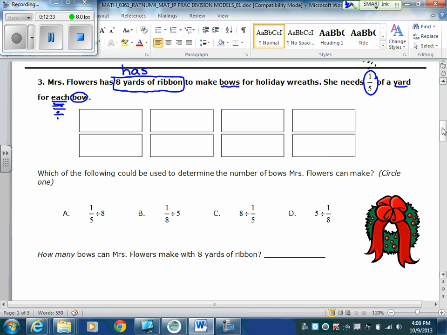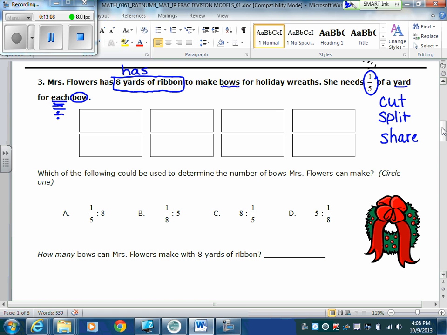Remember, "each" is a keyword that we've known for years that means division. If that wasn't there, we could also use our keywords, cut. If she has all these yards of ribbon, she's going to have to cut that portion off to make the bows. Or she might split it up or share. Well, for this one, cut would probably be most likely because she's probably going to cut it up with scissors. But "each" works because we know that's division.